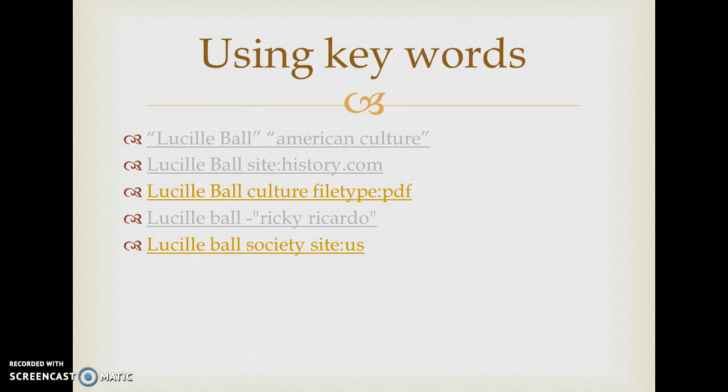So this is good if you want to eliminate a common keyword that's showing up that may be clouding your feed. All right, finally, I want to know about how Lucille Ball impacts society, but only in the United States. So the site code for the United States is US. So I'm going to write Lucille Ball Society site :US.